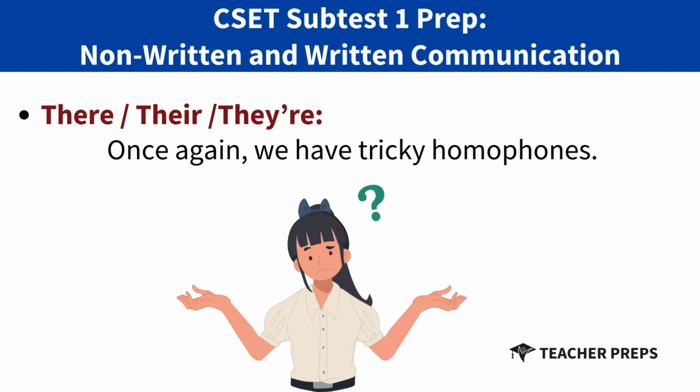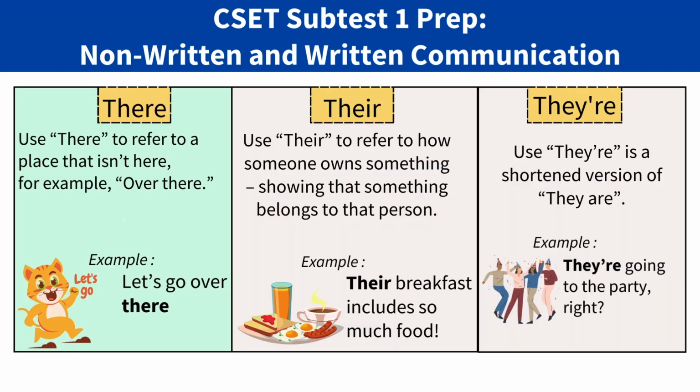There, their, and they're. Once again, we've got tricky homophones. So what do these all mean? T-H-E-R-E is used to refer to a place that isn't here. For example, let's go over there. T-H-E-I-R is used to refer to how someone owns something. So something is belonging to someone else. So their breakfast includes so much. Whereas T-H-E-Y apostrophe R-E is short for they are. And the example that we're going to be looking at is they're going to the party. Is that right?